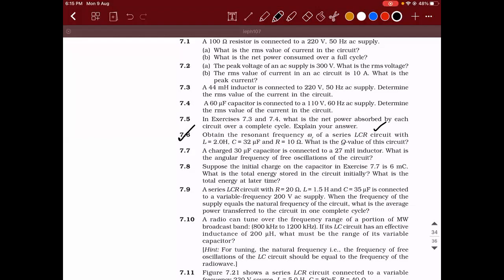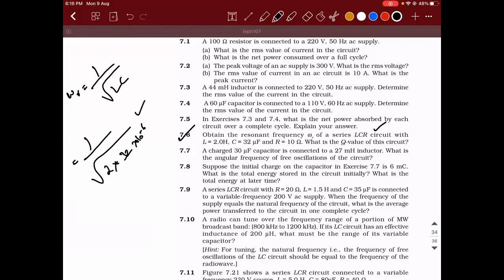So what is the formula for omega r? Omega r is equal to 1 by root LC. Very good. 1 by root of L, which is 2, into C, which is 32 microfarad. So 32 into 10 power minus 6. Very good. So you can find the value from here. Those many radian per second will be the answer.